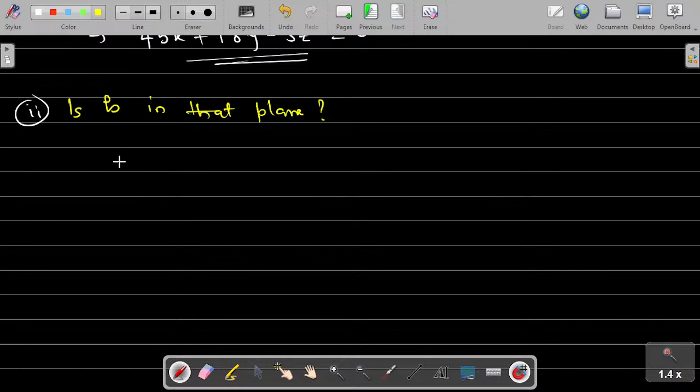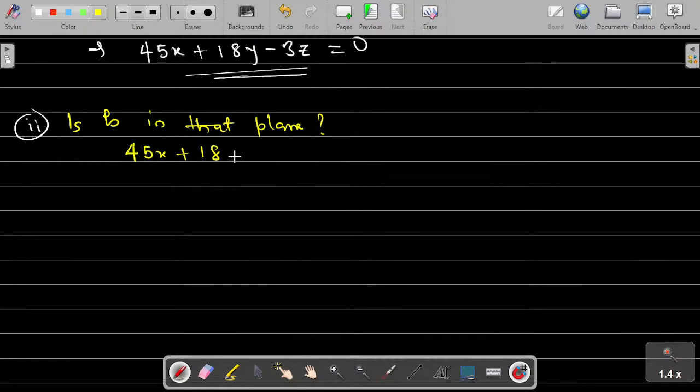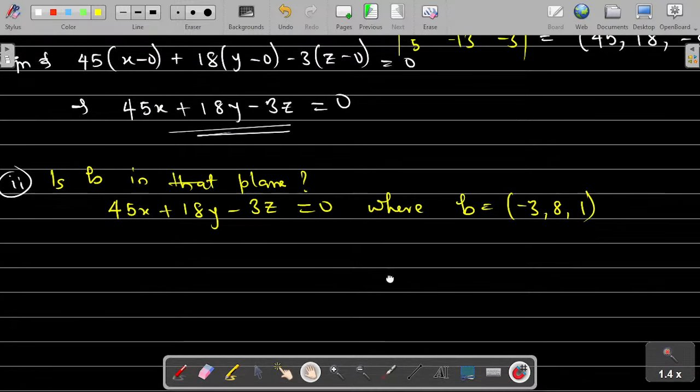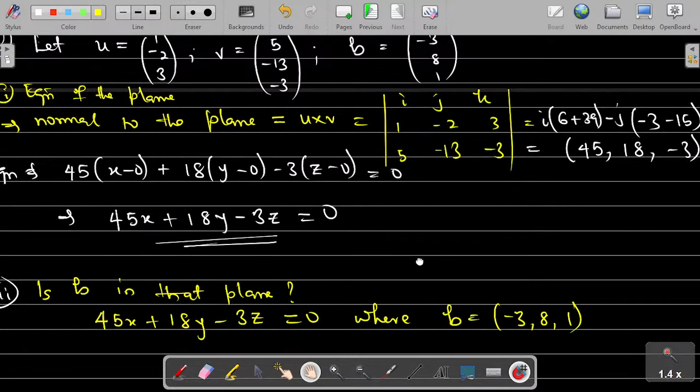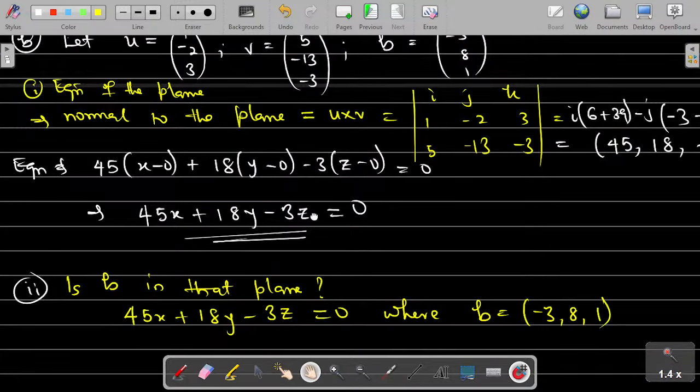So what is the plane equation? The plane equation is 45x plus 18y minus 3z equal to 0. So where our B is giving us the vector, it is minus 3, 8, and then 1. If you go up, you will see our B here. Okay, so let's come back.